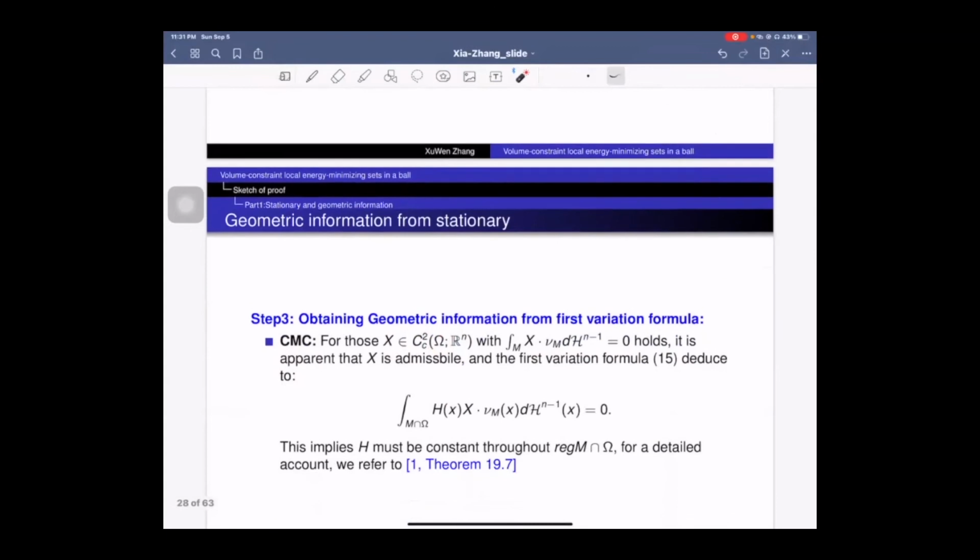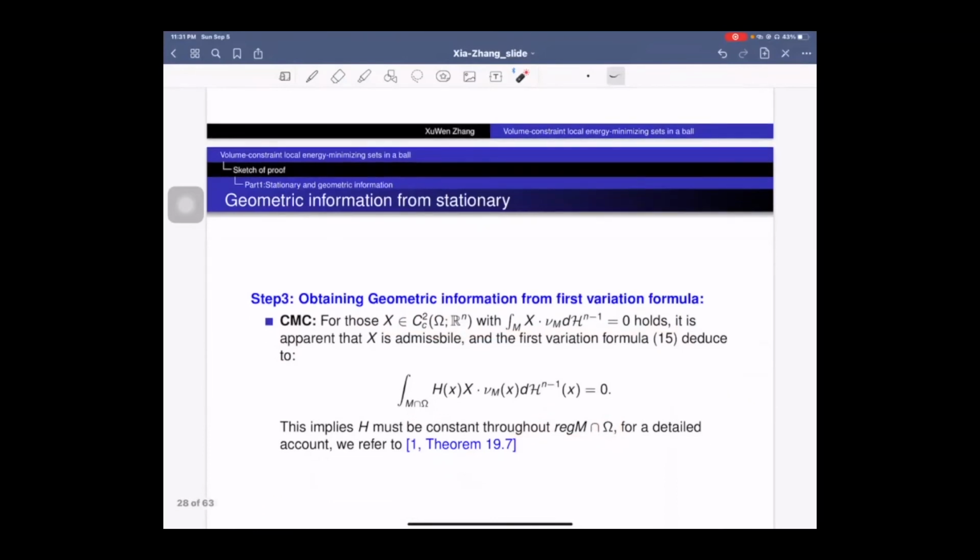And we have this formula holds for any such X. And from this, we will derive that H must be constant throughout the regular part of M inside Omega. This is a canonical approach, and we refer to Francesco Maggi's book, Sets of Finite Perimeter.